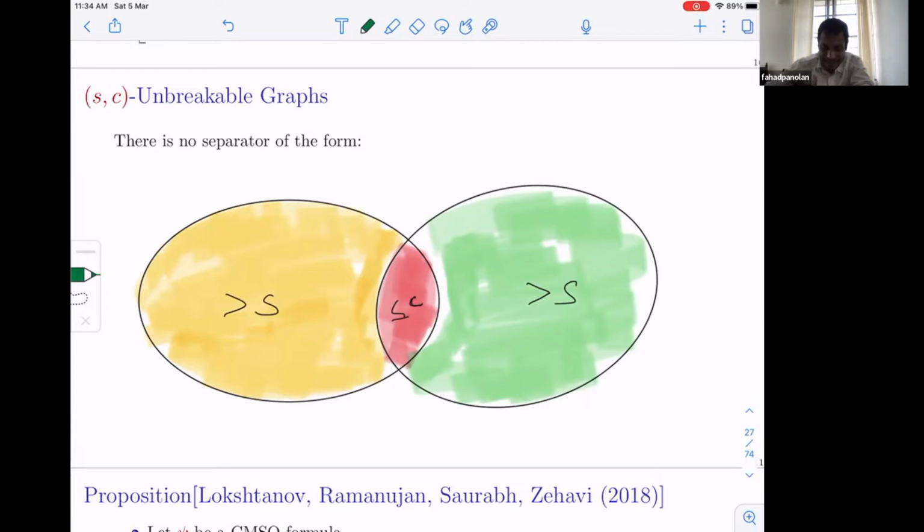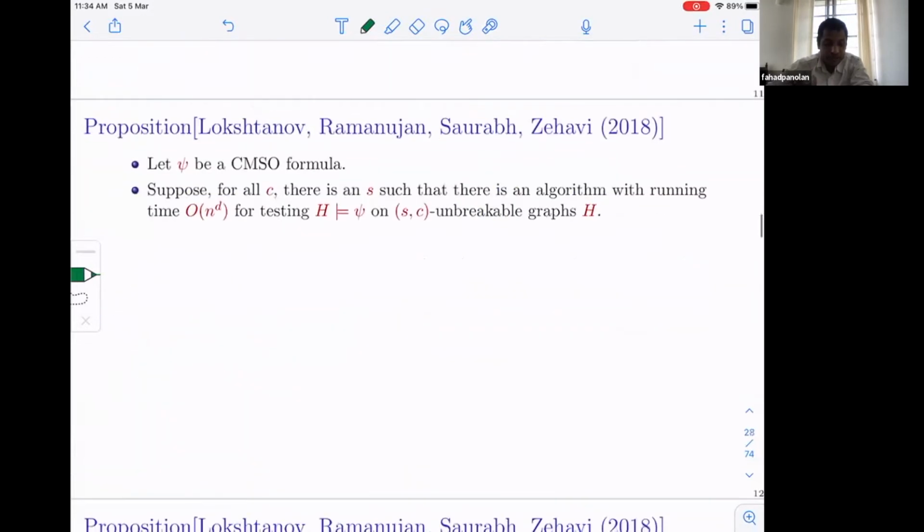And the result I was referring to tells the following: if your problem can be expressed in a logical fragment called counting monadic second order logic, and for any C there is an S, this S is provided by this theorem or this result.